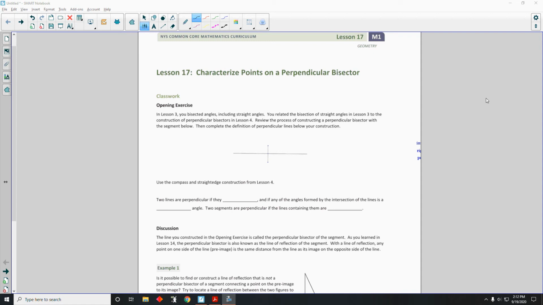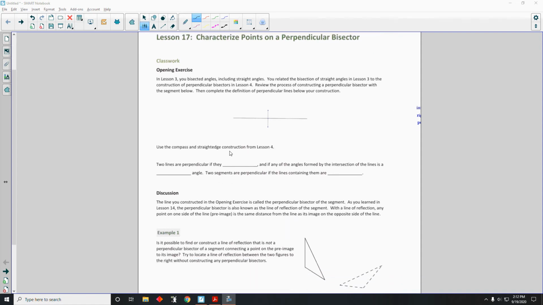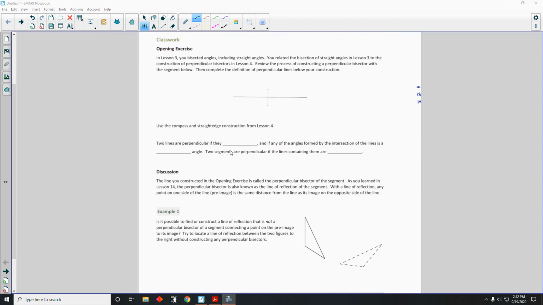Welcome to Lesson 17, Characterize points on a perpendicular bisector. The classwork opening exercise says, in Lesson 3, you bisected angles including straight angles. In other words, a 180-degree angle is a straight line. You related the bisection of straight angles in Lesson 3 to the construction of perpendicular bisectors in Lesson 4. Review the process of constructing a perpendicular bisector with the segment below. Then complete the definition of perpendicular lines below your construction.